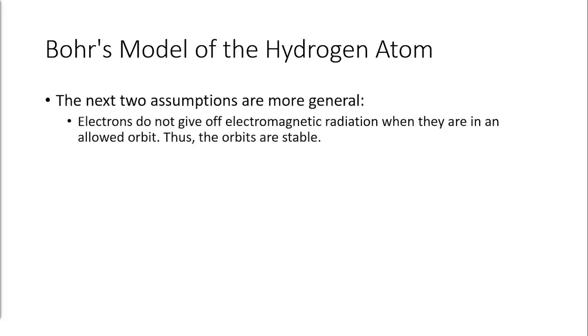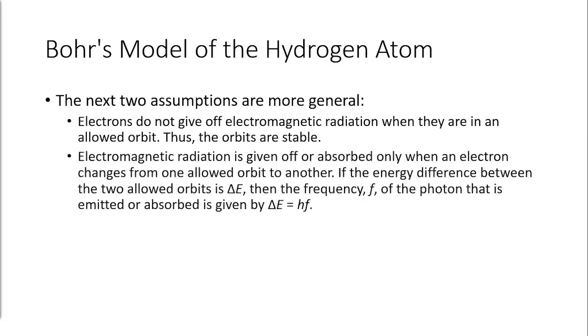Electrons do not give off electromagnetic radiation when they are in an allowed orbit. Thus, the orbits are stable. Electromagnetic radiation is given off or absorbed only when an electron changes from one allowed orbit to another. If the energy difference between the 2 allowed orbits is delta E, then the frequency, f, of the photon that is emitted or absorbed is given by delta E equals hf.